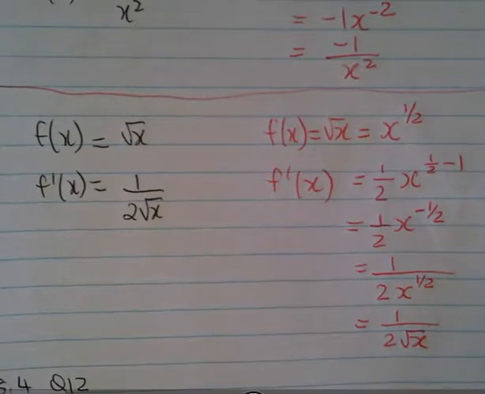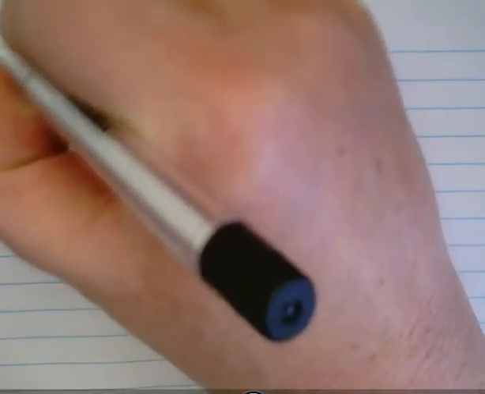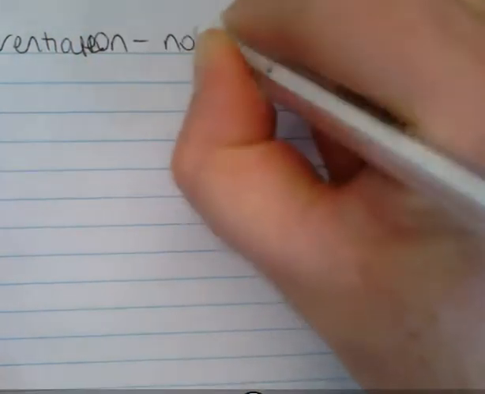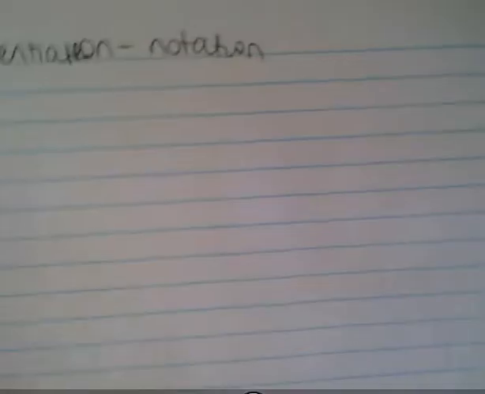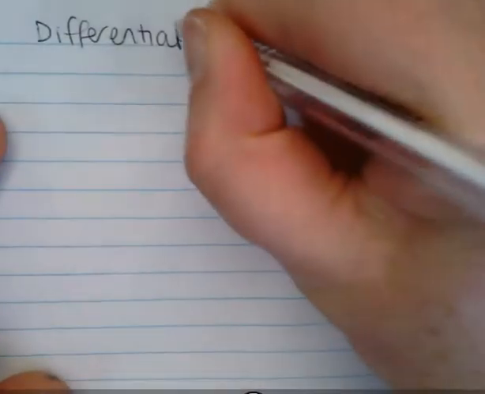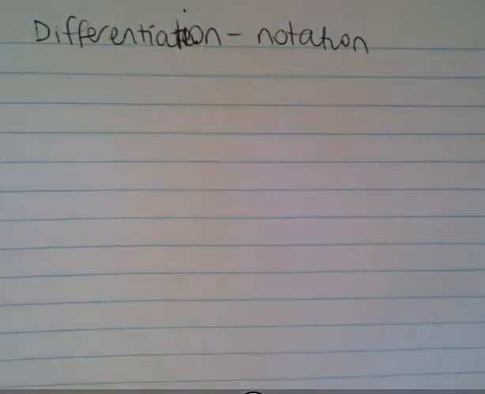Now, we're just going to watch a quick video. It's about 8 or 9 minutes that formalizes all that, okay, with some more examples. We're just going to look at the different ways of writing differentiation notation. You might be asked to differentiate.